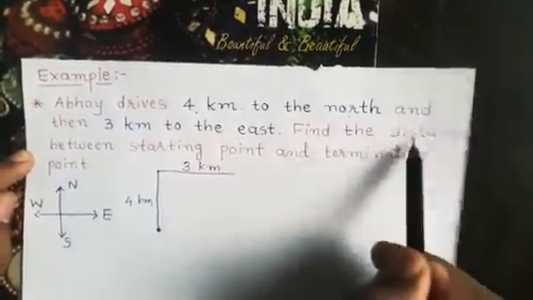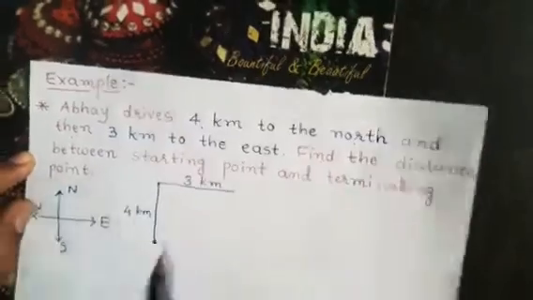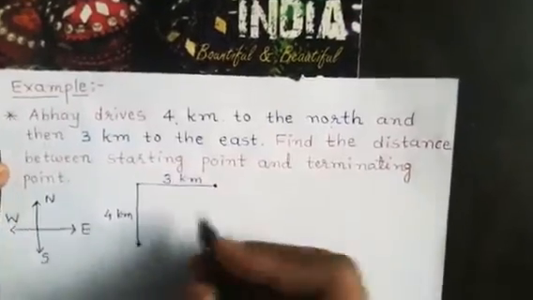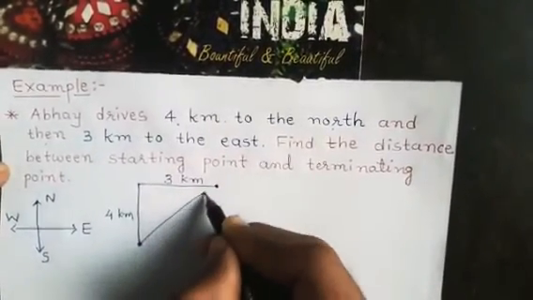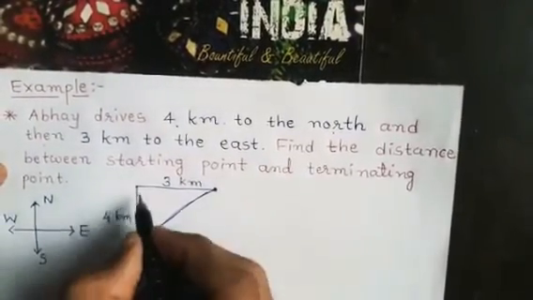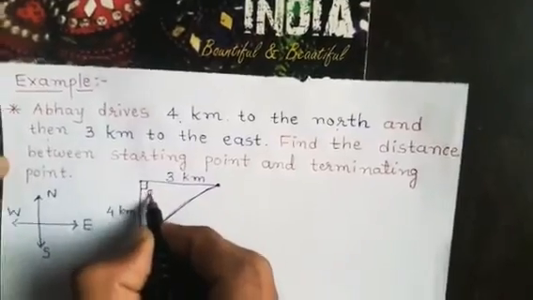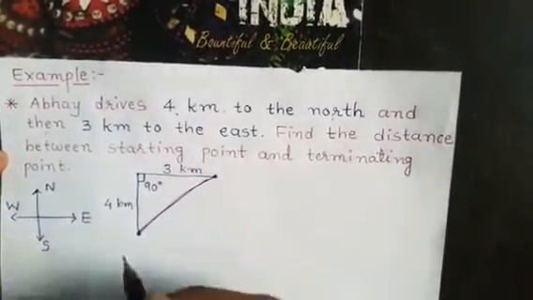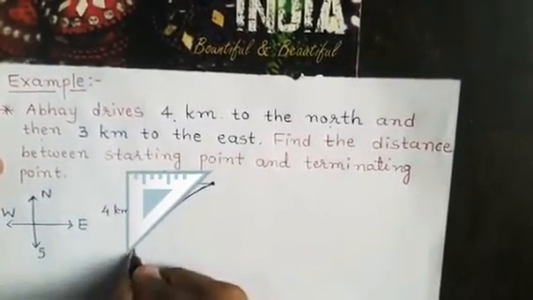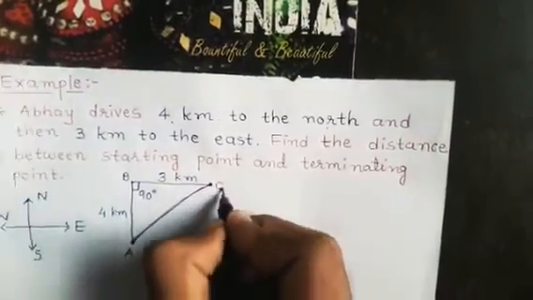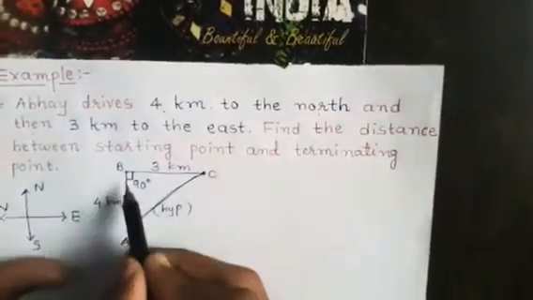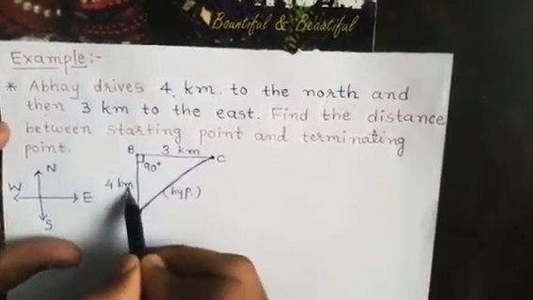And the question says find the distance between starting point and terminating point. As I told you, this is the starting point and here the journey ends, so this one is the terminating point, and we have to find the distance between these 2 points, which is represented by this line that I am drawing. Now you can clearly see there is a right angle forming which is equal to 90 degree, and therefore the triangle being made over here is a right angle triangle. So if I name it ABC, according to Pythagoras theorem, this will become the hypotenuse. These two sides are one perpendicular and one is base.